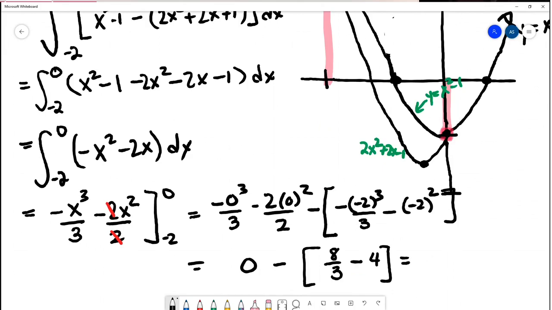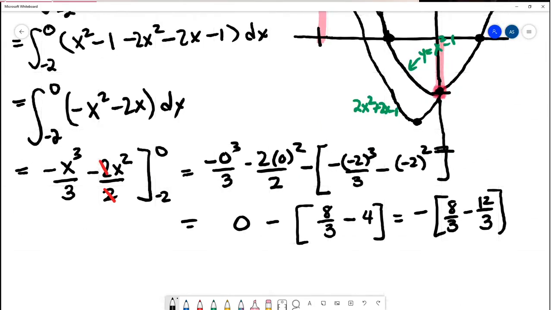So we have -8 over 3. We get a common denominator. That would be 12 over 3. So 8 over 3 minus 12 over 3 would be -4/3. We carry down the negative out front, and we have 4/3. 4/3 for our area between the two curves.